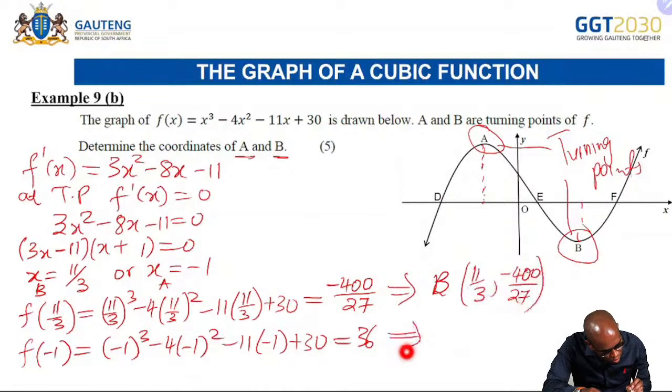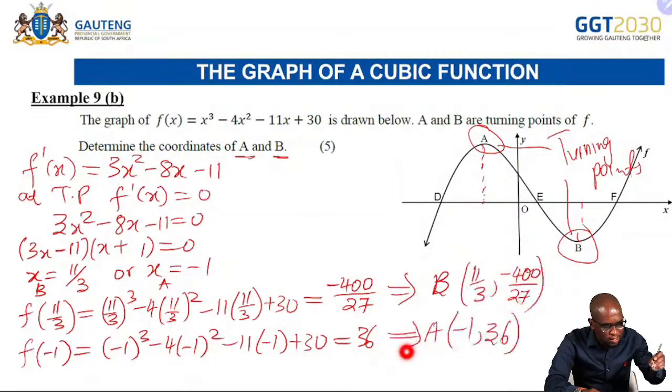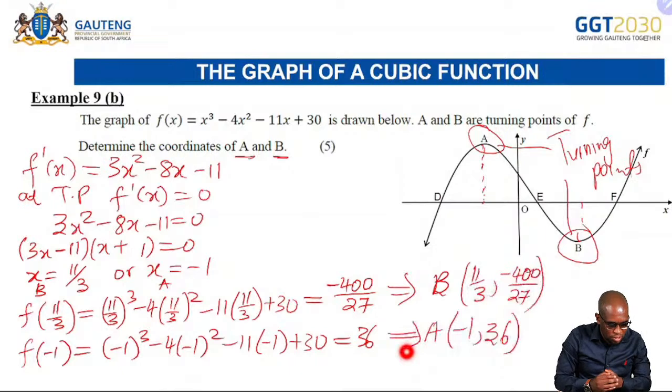And then for this point A, it would be negative 1 as well as 36. Remember, we differentiate, we set the derivative to be 0, and then we substitute back into the original function for us to be able to get the turning points.